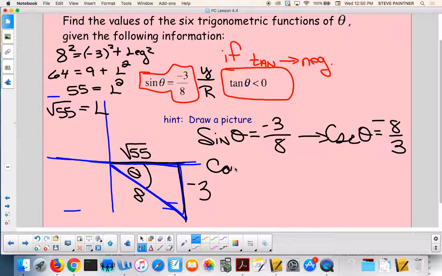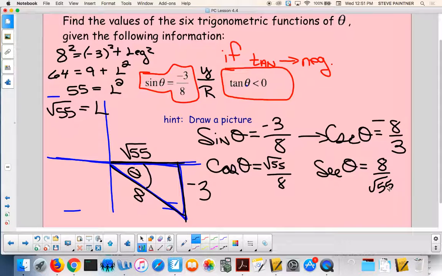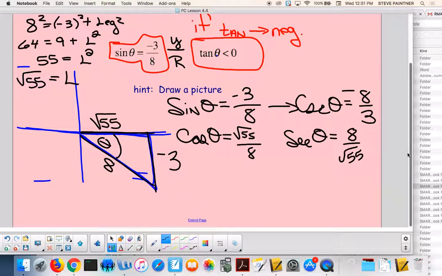Cosine of theta. Say it again. Square root of 55 over 8. Okay, yep. X over the radius. Okay, and secant of theta is the reciprocal of cosine. So once you flip it, you get 8 over square root of 55, right? Then you rationalize it, and you get 8 square root of 55 over what? And then can you reduce 8/55? I don't know anything that goes into both. So we're good. That's it.